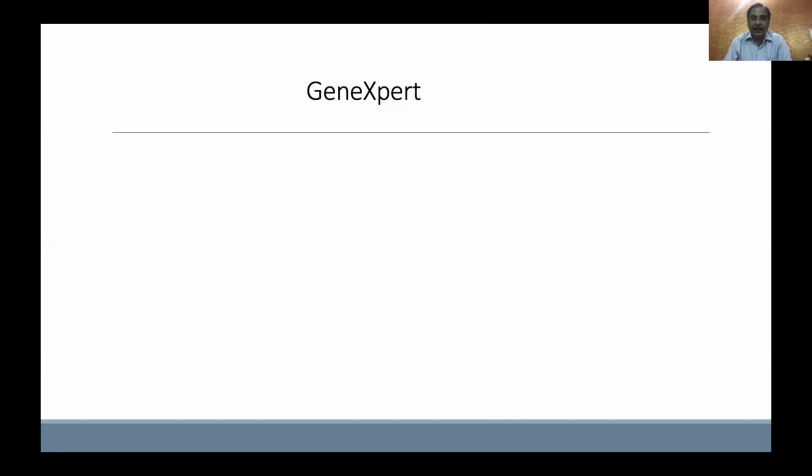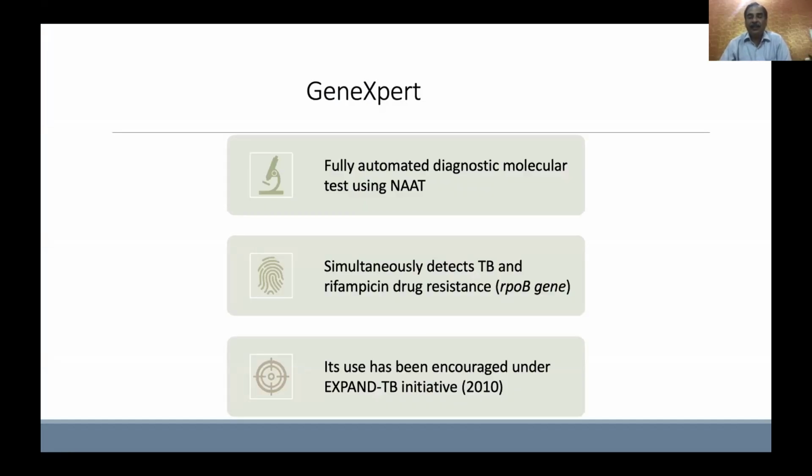GeneXpert, like I said, is a fully automated diagnostic molecular test using nucleic acid amplification. It simultaneously detects tuberculosis and rifampicin drug resistance, which is because of the rpoB gene, and its use has been encouraged under the Expand TB initiative.